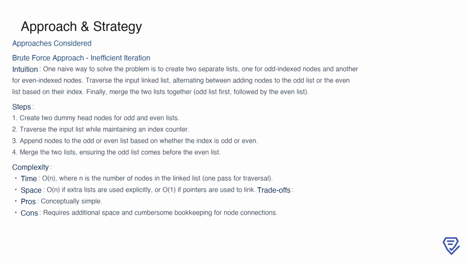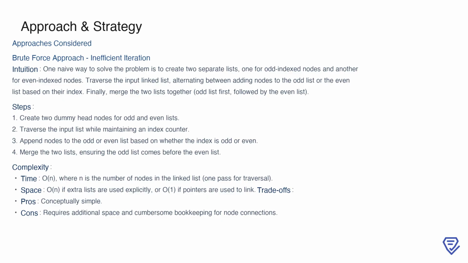To tackle the problem of rearranging a linked list into odd and even index nodes, one approach we can consider is a brute force method. The idea here is to create two separate lists, one for odd index nodes and another for even index nodes. As we traverse the input linked list, we alternate between adding nodes to these two lists based on their position. Once all the nodes are processed, we simply merge the two lists together, starting with the odd list followed by the even list. This approach is straightforward and easy to understand.